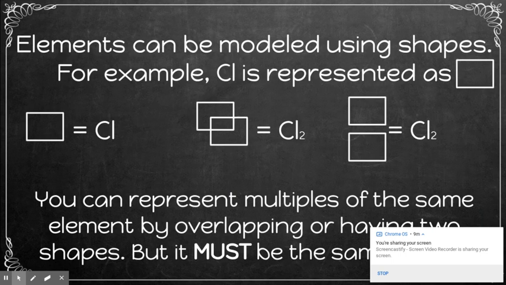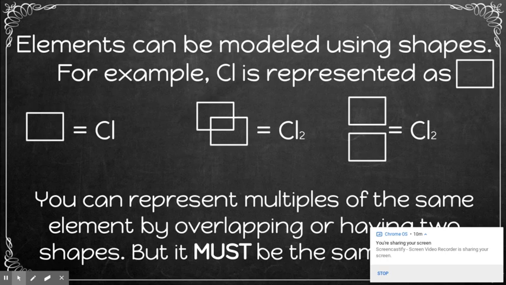And elements, they can be modeled using shapes. For example, chlorine is represented as a square. So looking at our different ways to model chlorine, one square is one chlorine atom. Now you can have multiple chlorine atoms, and you can represent this by having your shapes overlapping, or they can be separate.